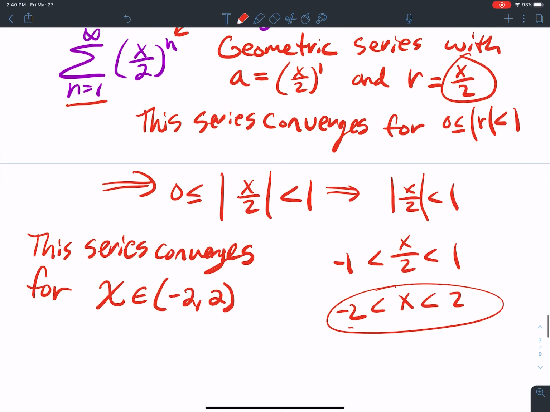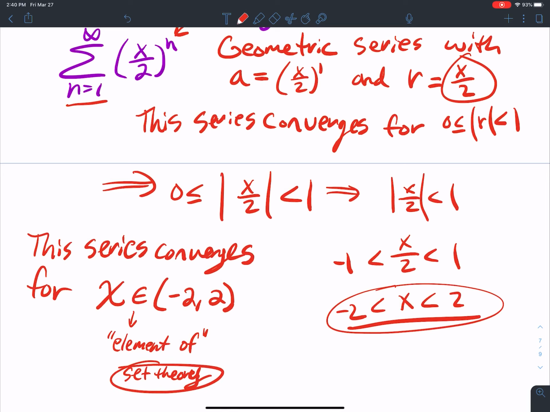Okay, if you'd rather write this instead, that's fine. But this symbol here means an element of. Okay, x is an element of, or x is in the interval between negative 2 and 2. This is set theory shorthand notation for you. Okay, guys, so that's going to end the geometric series portion.